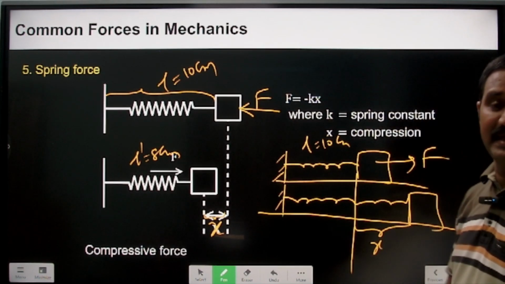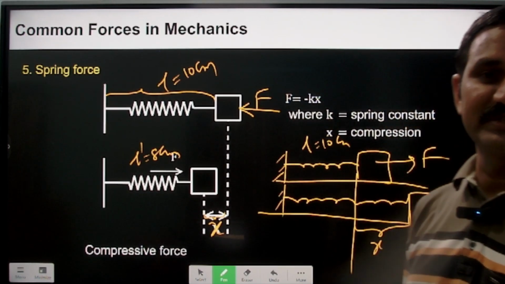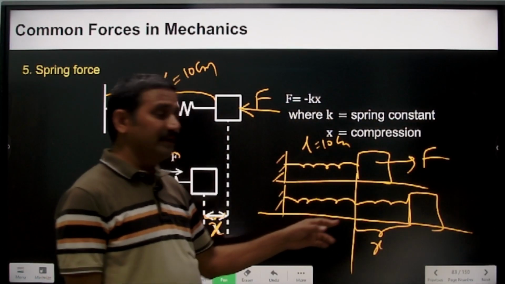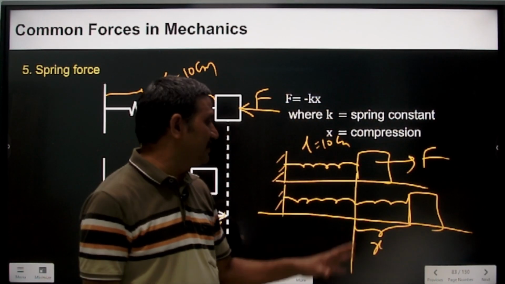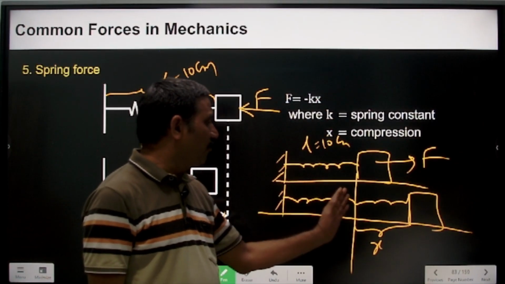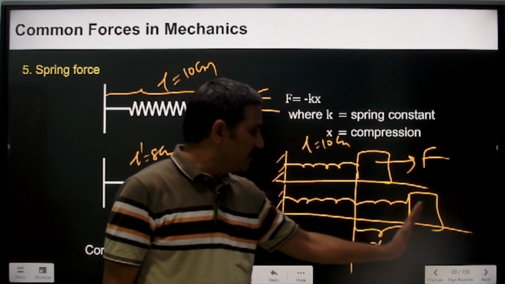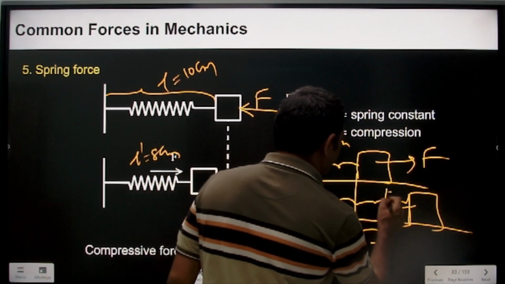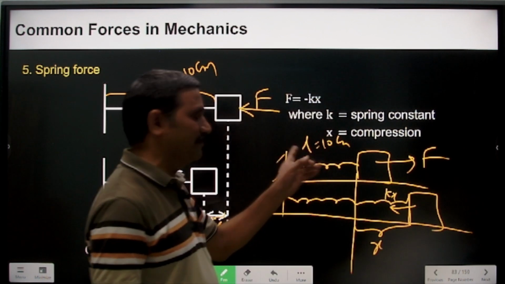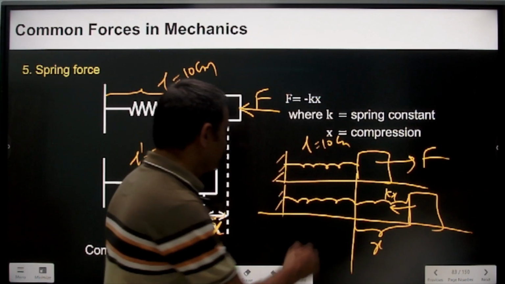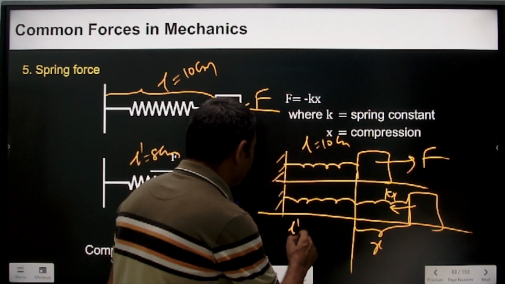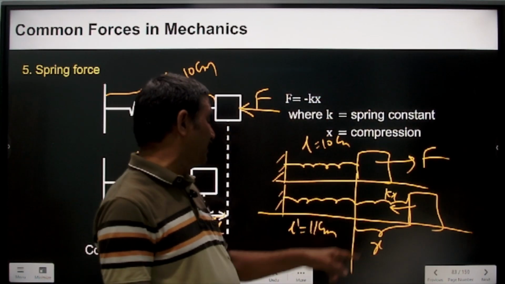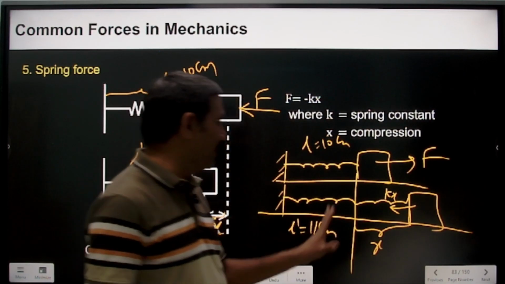In this case also, the spring force F acting on the object is opposite to the direction of the displacement of the body. Here the body displaces towards the right, so the spring force is acting towards the left. This is the spring force. What is x here? Initially suppose the length of the spring is 10 centimeter. Finally suppose the length of the spring is 11 centimeter. Now x is 1 centimeter, the elongation in the spring.